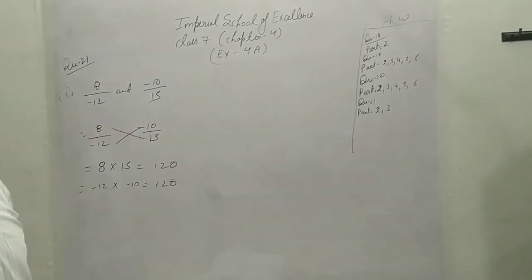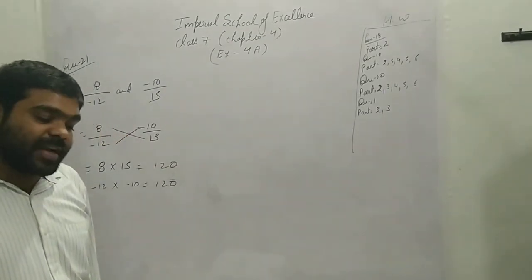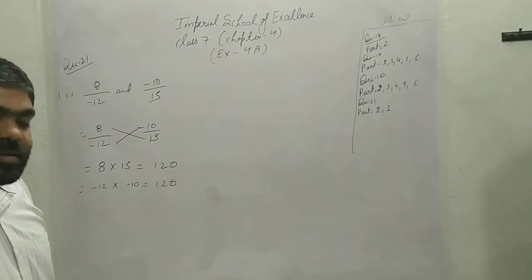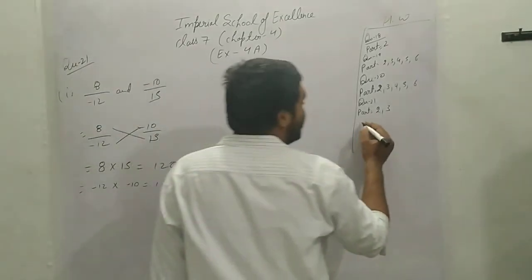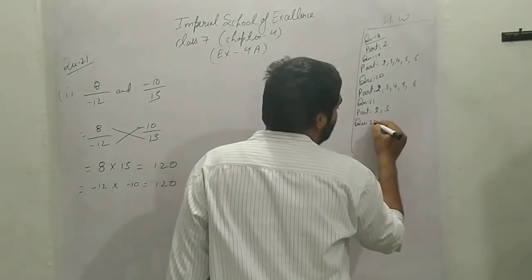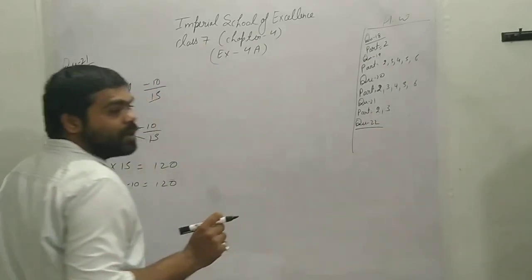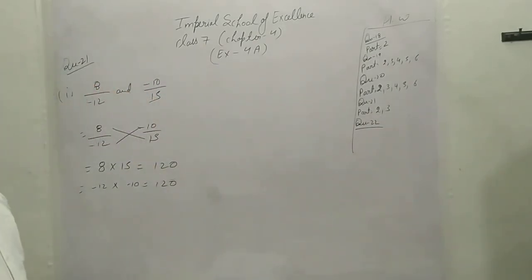After that, the last question of this exercise, question number 22: state whether the given statement is true or false. You have to do it on your own. Question number 22 you have to do. Okay, you have to write only true or false here.